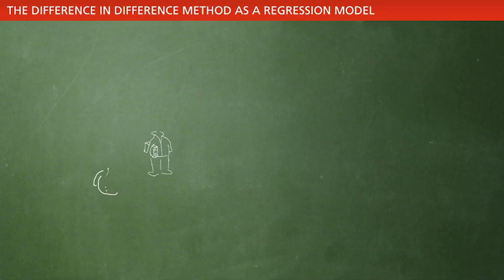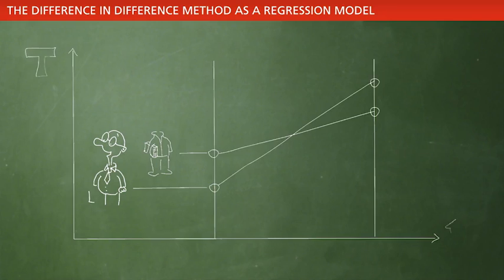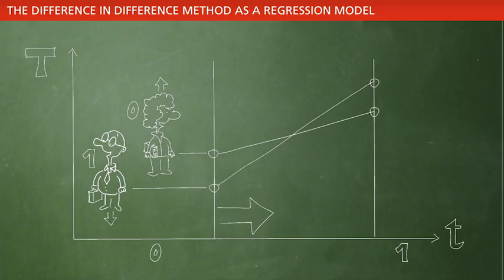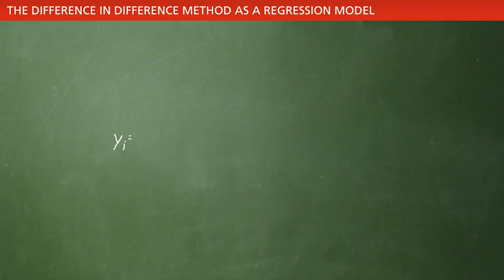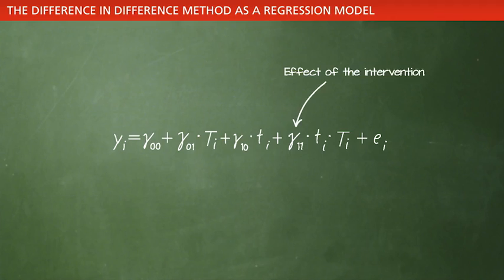We now write a regression model with two independent variables, the treatment indicator capital T and a time period indicator lowercase t. Both have two values. The treatment indicator is 1 if the individual is in the treatment group and 0 otherwise, and the time indicator has the value 0 in the pre-program period and 1 in the post-program period. We now postulate that the interaction term between the treatment indicator and the period indicator is equal to the causal effect of the treatment, the difference in difference.